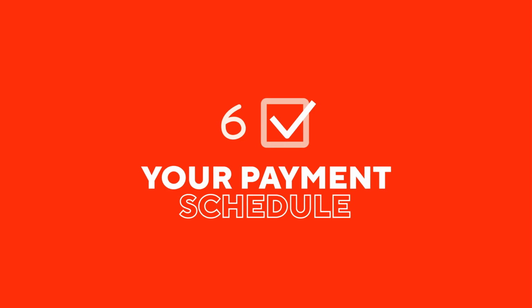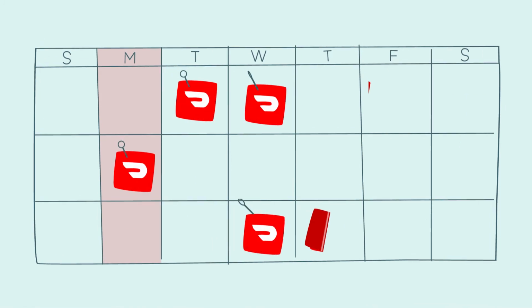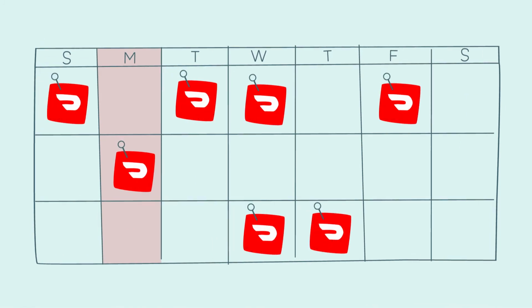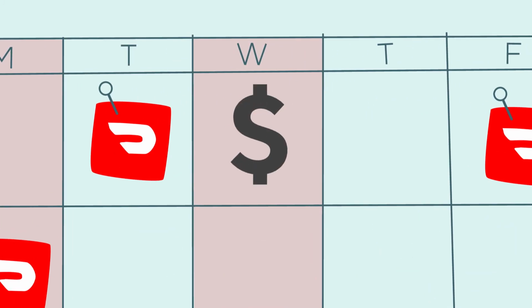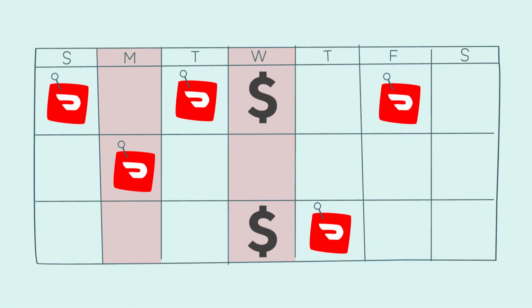Chapter 6. Your Payment schedule. You'll automatically receive payment each Monday for the last week's dashes, Monday to Sunday. Direct deposits typically take 2 to 3 business days to process, which means you can expect to see your earnings in your bank account by Wednesday. Check the app for additional payment options.